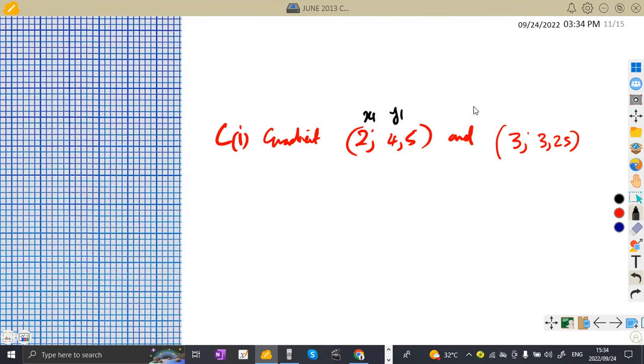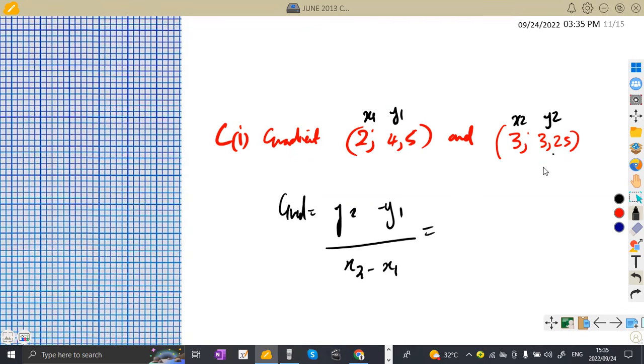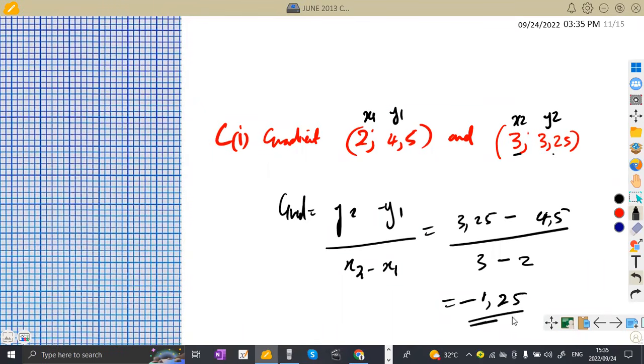So you've got x1, y1, x2, y2. So how do you find the gradient? Remember, gradient is the increase in y over the increase in x. So it's y2 minus y1 over x2 minus x1, whereby y2 is 3.25. So 3.25 minus y1, which is 4.5, everything over x2 minus x1, so 3 minus 2. You can even use your calculator direct, guys, to simplify this. You're going to obtain something like negative 1.25. All right, so that was our gradient for this question.